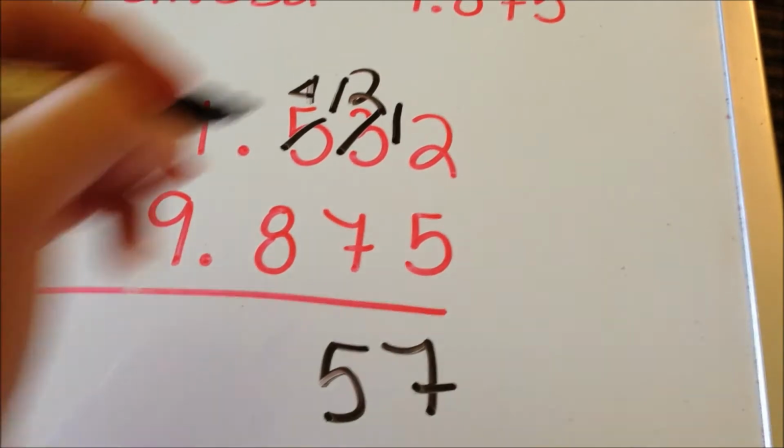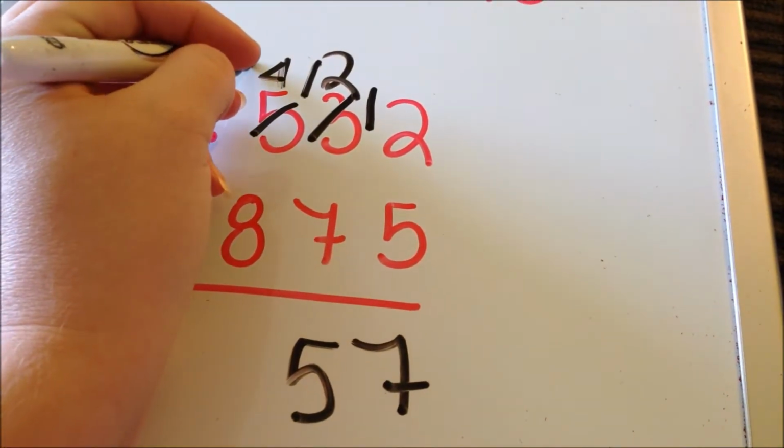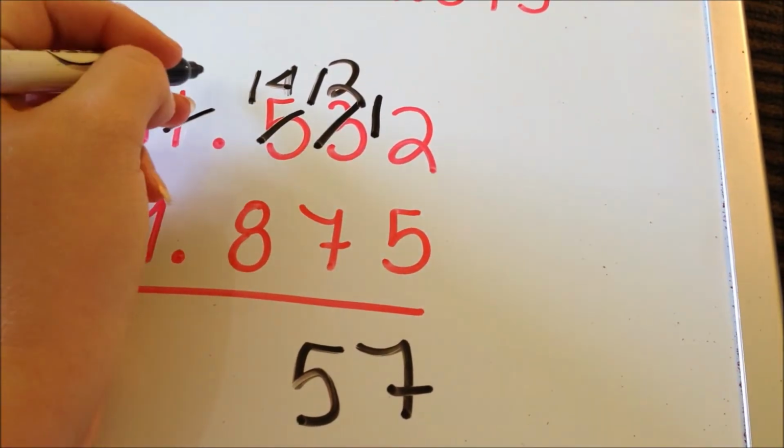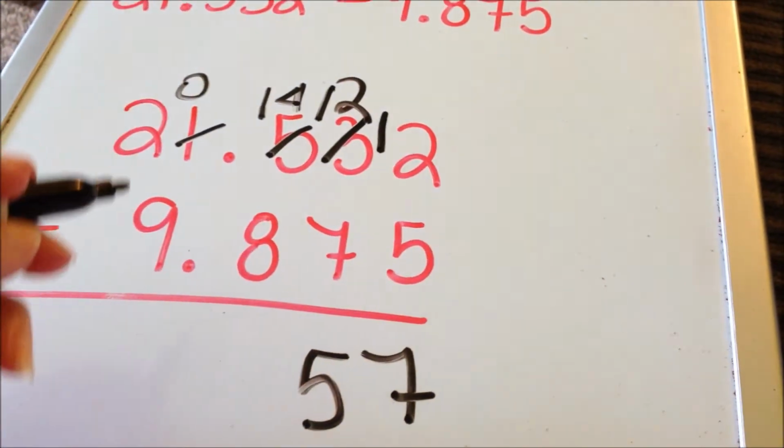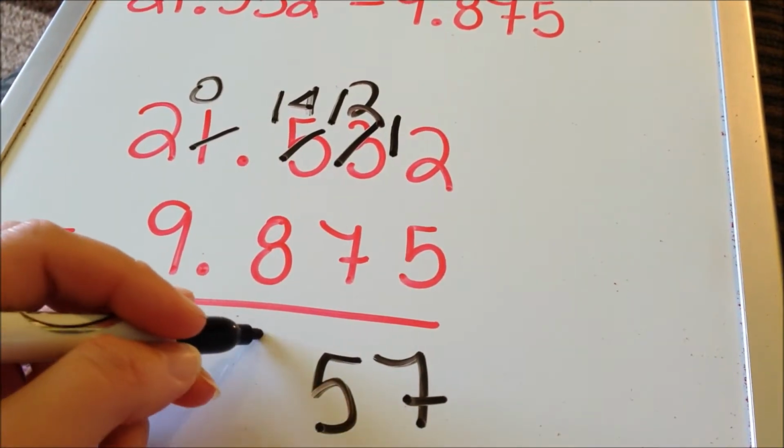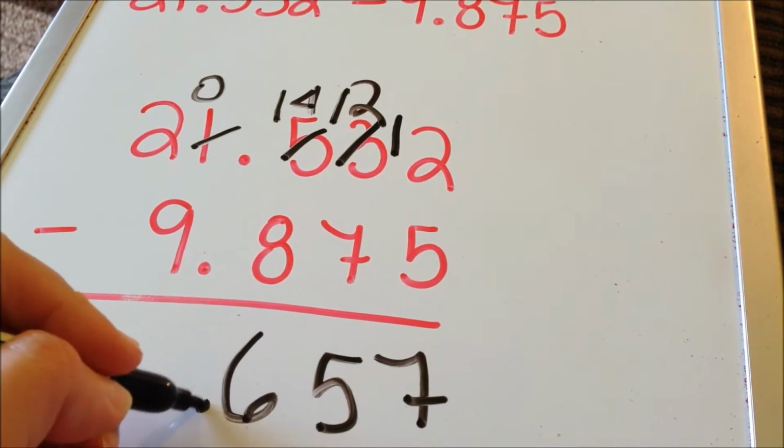Then we have 4 minus 8. We can't do that. So 4 becomes 14. Borrow so that the 1 becomes a 0. 14 minus 8 equals 6. Bring down the decimal point.